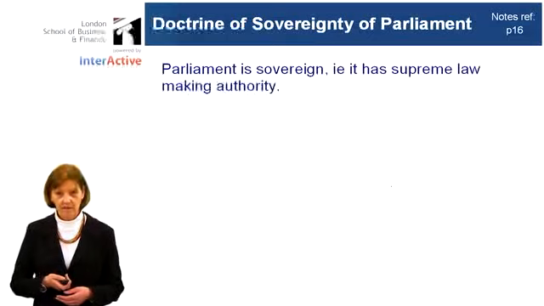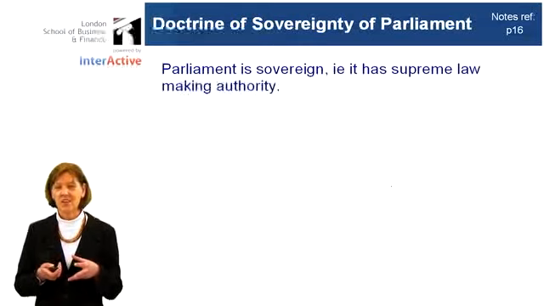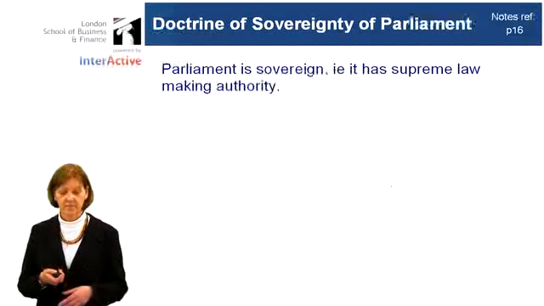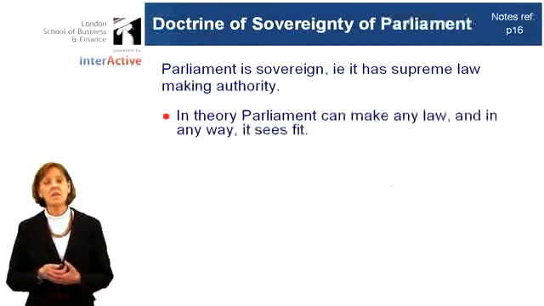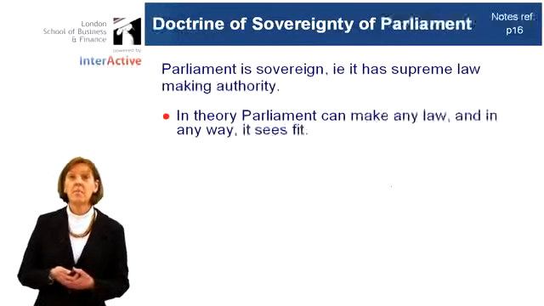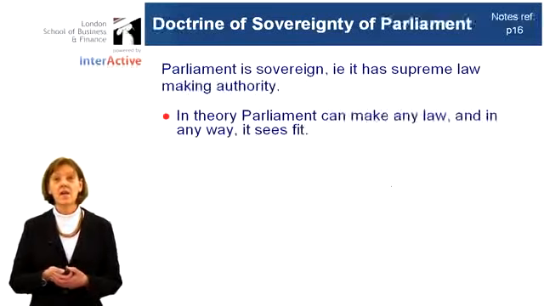In other words, Parliament has supreme lawmaking authority. So, what does that actually mean, though? Well, we can identify 3 things it means. In theory, at least, Parliament can make any law it sees fit. There are no limits, then, on Parliament's power to make law.